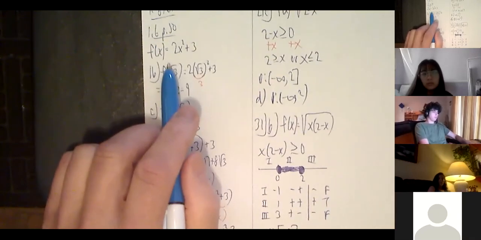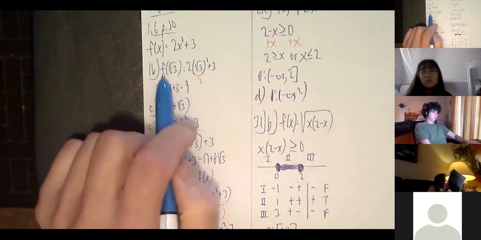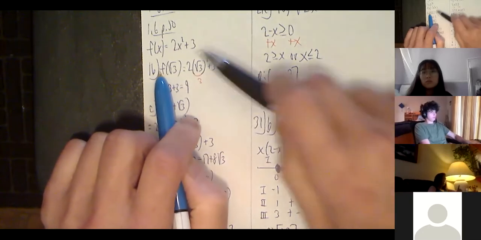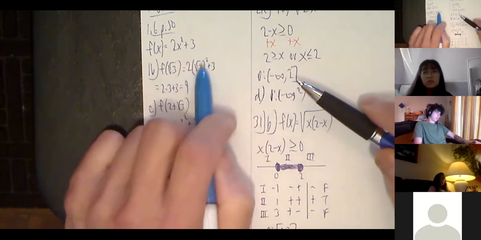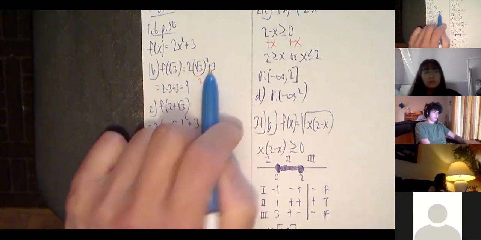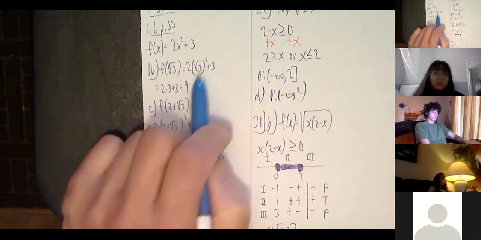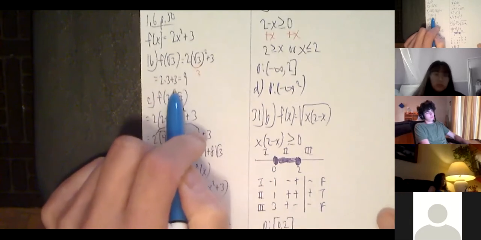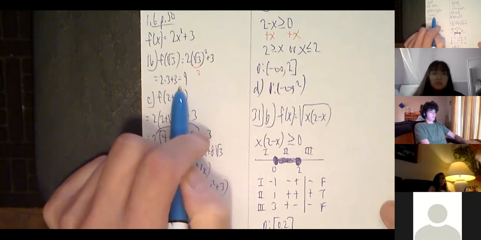Okay, so here is the function. 1.6, page 50, 2x squared plus 3. So f of radical 3, that's the way you say it. F of radical 3 means put a radical 3 right there in parentheses. So 2 parentheses square root of 3 squared plus 3. But what's the square root of 3 squared? Well, it's just 3. So I have 2 times 3 plus 3, which is 9. 2 times 3 is 6. 6 plus 3 is 9.